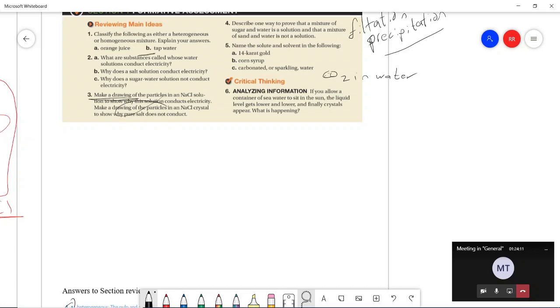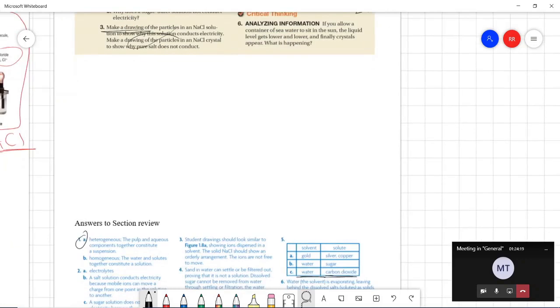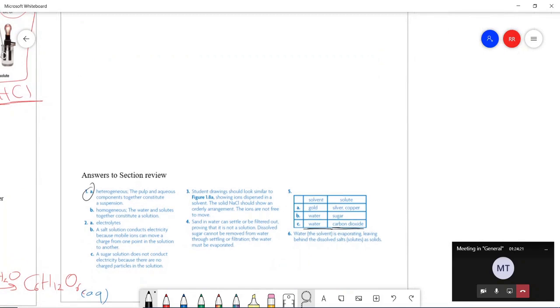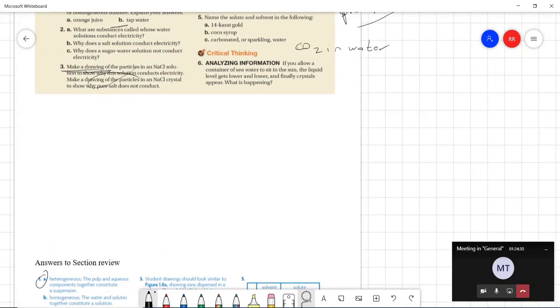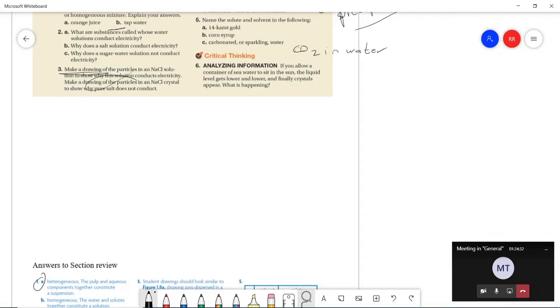So if we leave the seawater, the H2O evaporates. Only the salt is left behind. That's why we can see crystals appear. The same thing, water is the solvent, it is evaporating. Look at the answer key: leaving behind the dissolved salt as solids. So that is also the answer.